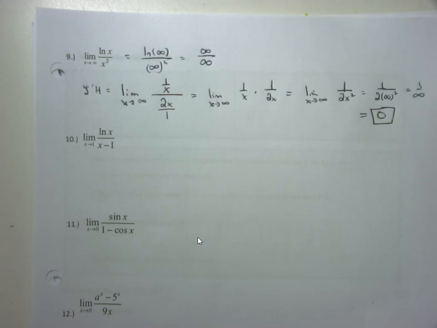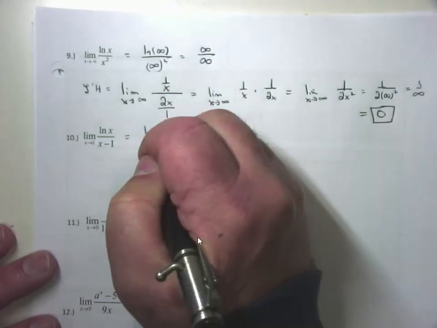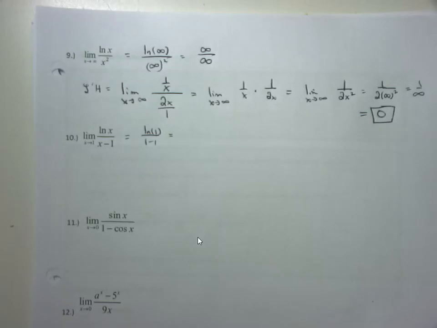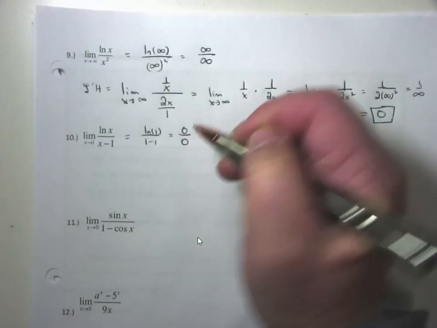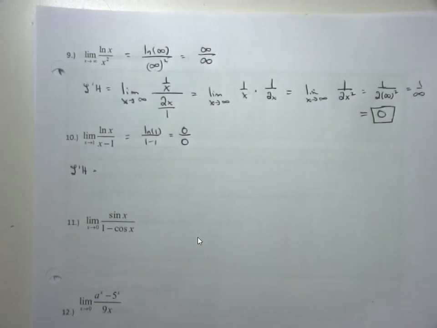Take the limit as x approaches 1 of the natural log of x over x minus 1. First rule of limits, plug it in. You get the natural log of 1 over 1 minus 1. You guys remember what the natural log of 1 is? 0. Over 1 minus 1, 0. Yep, that's it. L'Hopital's rule. 0 over 0. Only 0 over 0 or infinity over infinity do you have to do this stuff.